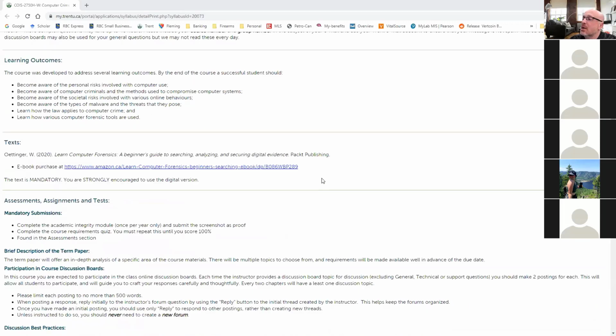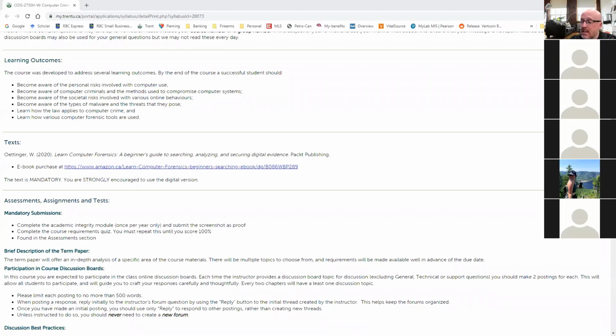The textbook is available either as a printed book or as an ebook. I strongly, strongly recommend that you go with the ebook, and I say that because it's just easier when you're doing quizzes. They're open book quizzes. It's a whole lot easier to do a keyword search and find specific information than it is to go through a paper book. If you prefer a paper book, that's absolutely fine.